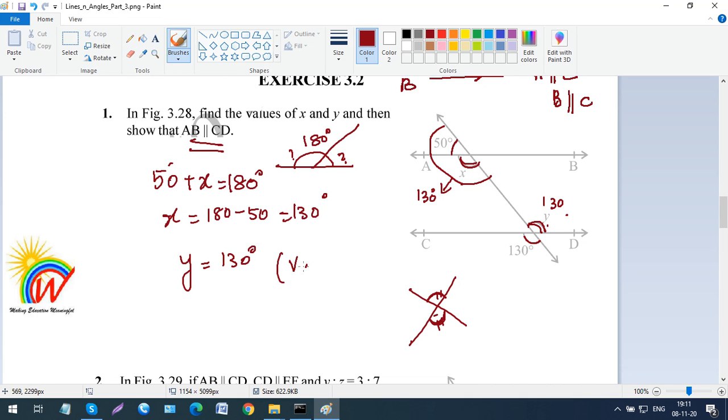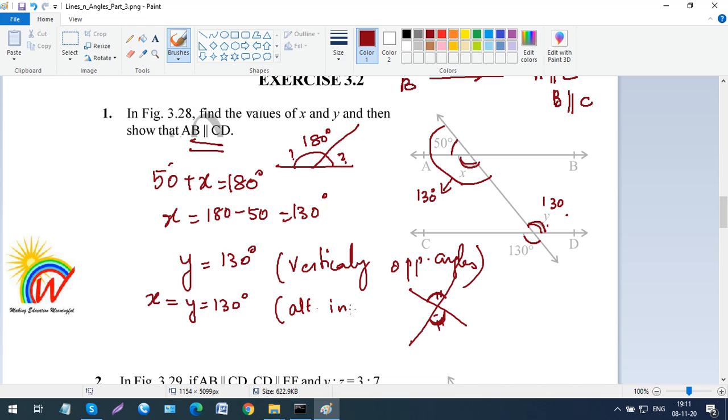The reason is vertically opposite angles. Since x and y form alternate interior angles in this case, and alternate interior angles are equal, therefore AB is parallel to CD. So you will write that x is equal to y is equal to 130 degrees, and these form alternate interior angles. If alternate interior angles are equal, then AB is parallel to CD. So therefore AB is parallel to CD.